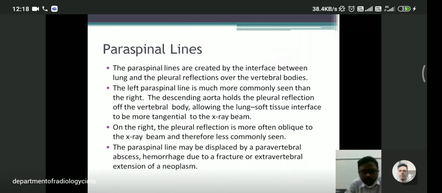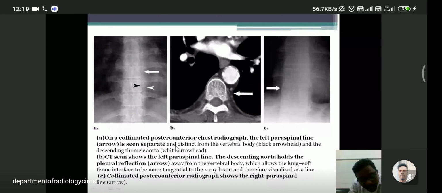Next is the paraspinal line. It is created by the interface between the lung and the pleural reflection over the vertebral body. We can clearly see the left paraspinal line due to its orientation. In this X-ray image, we can see these are the lateral borders of the vertebra, and this open arrow is the line of the descending aorta. Between this descending aorta lining and this vertebral body border, here is a straight line, that is the paraspinal line.